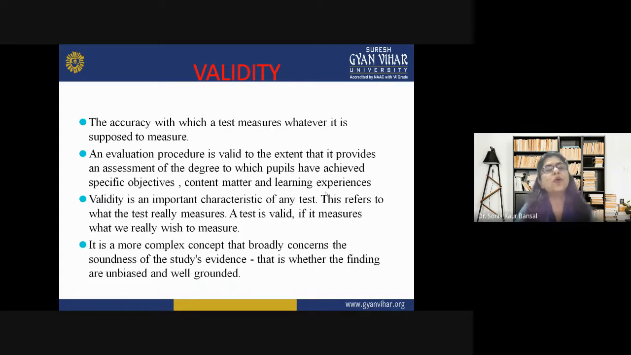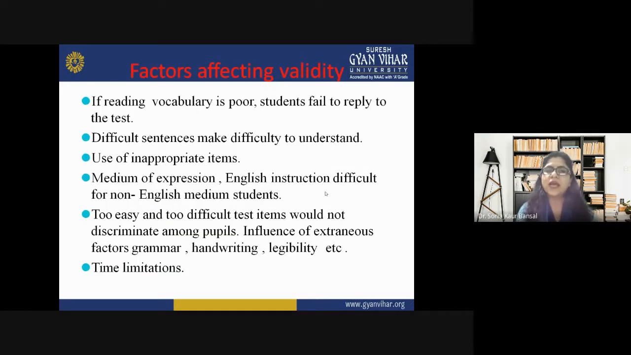So it is a more complex concept that broadly concerns the soundness of the study's evidence, that is, whether the findings are unbiased and well grounded. So this is called validity, students. Now let's understand in what way the validity is sometimes affected in taking the test. So let's understand the factors affecting validity one by one.